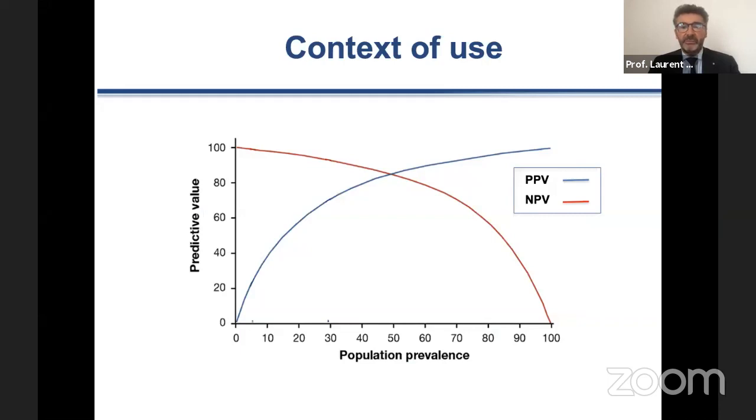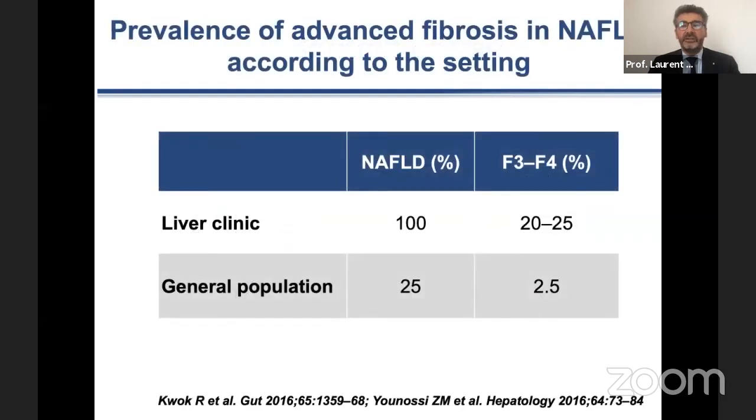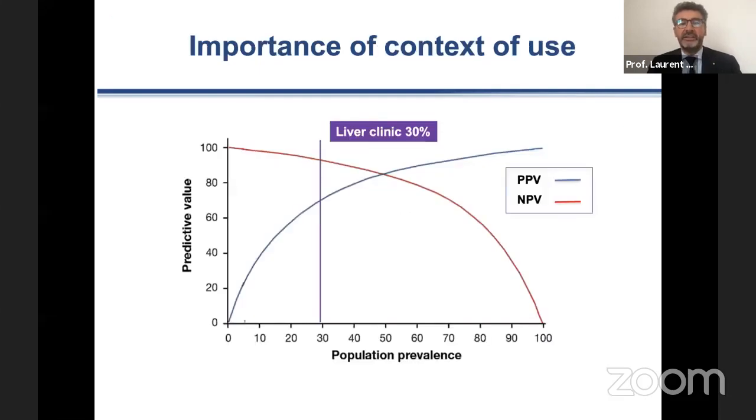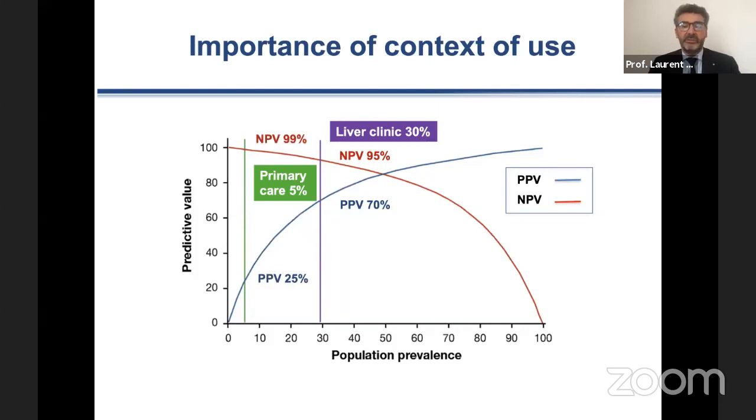Let me remind you that the PPV increases according to prevalence and NPV decreases. For instance, if we look at NAFLD, now the most prevalent disease, you can see that the prevalence of advanced fibrosis, what we are screening for in liver clinic, is around 20 to 25%, whereas of course it's much lower, by 1 log, in the general population. How does it translate? For instance, if you have a test with high negative predictive value, at a prevalence of 30%, your test will have a PPV of 70%. Whereas if you're in primary care, where the prevalence is low, then you can see a dramatic decrease in PPV.